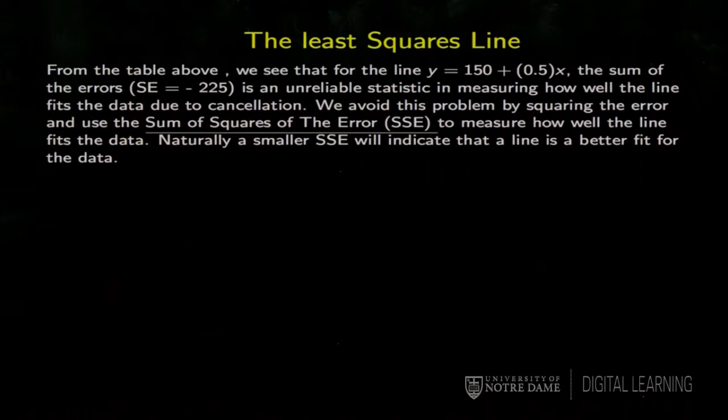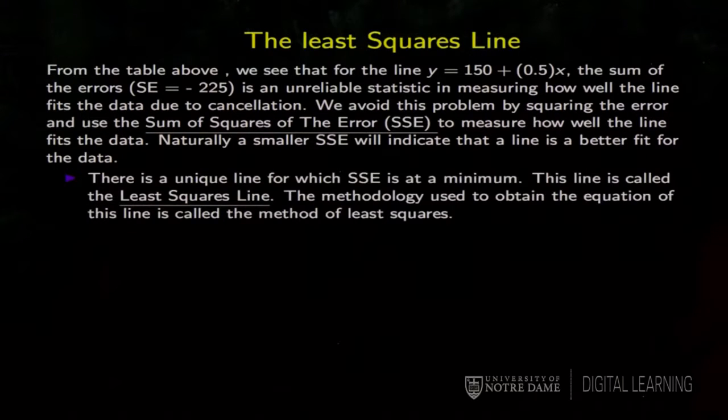So from the table above, you see for this particular line, the sum of the errors was minus 225. This is not a good statistic in measuring how well the line fits the data, because a lot of things cancel out. So you don't get the big picture. And so we avoid this problem by squaring the error. And we use the sum of the squared errors to measure how well the line fits the data. So naturally, a smaller sum of squared errors will indicate that the line is a better fit by this measure.